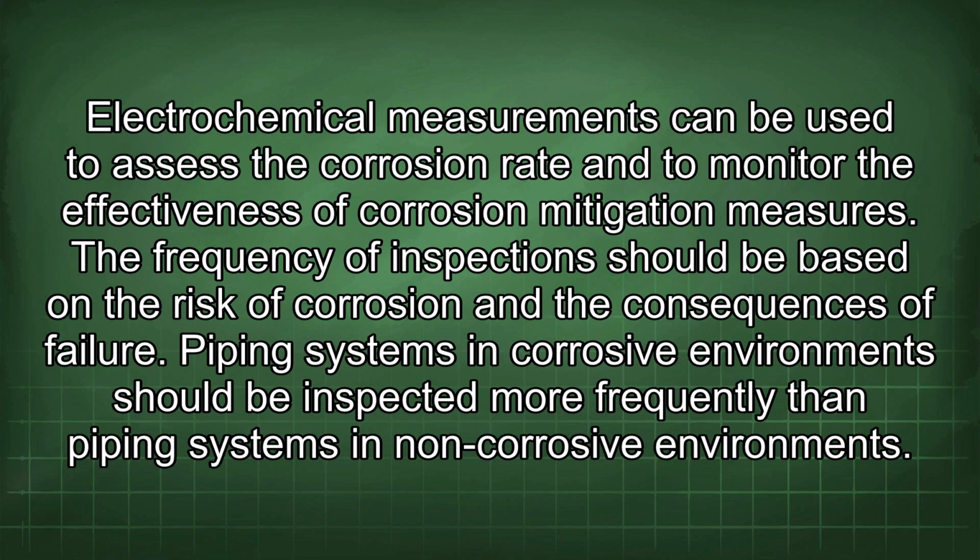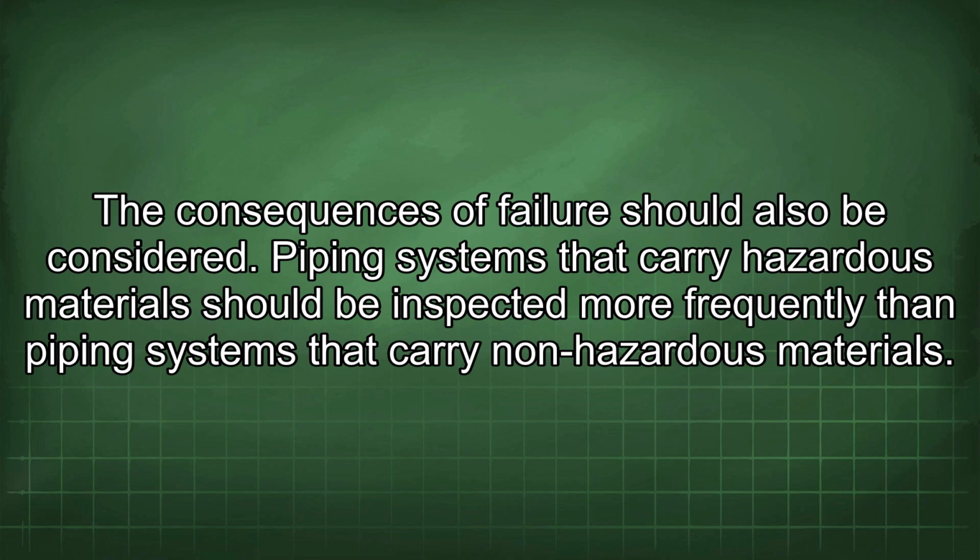The frequency of inspection should be based on the risk of corrosion and the consequences of failure. Piping systems in corrosive environments should be inspected more frequently than piping systems in non-corrosive environments. The consequences of failure should also be considered. Piping systems that carry hazardous material should be inspected more frequently than piping systems that carry non-hazardous materials.